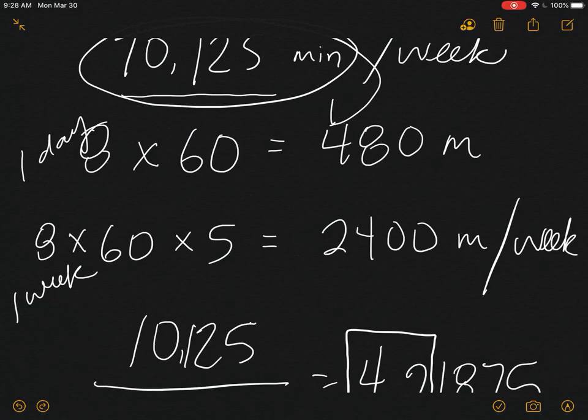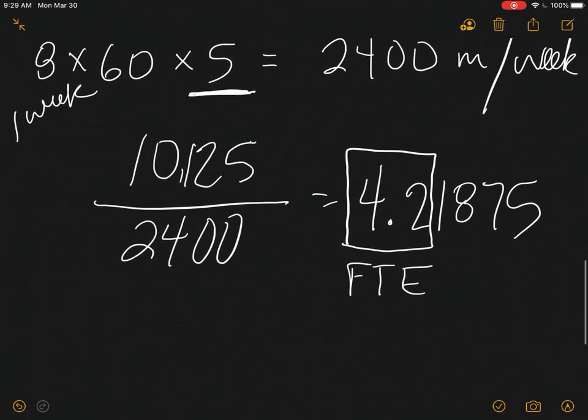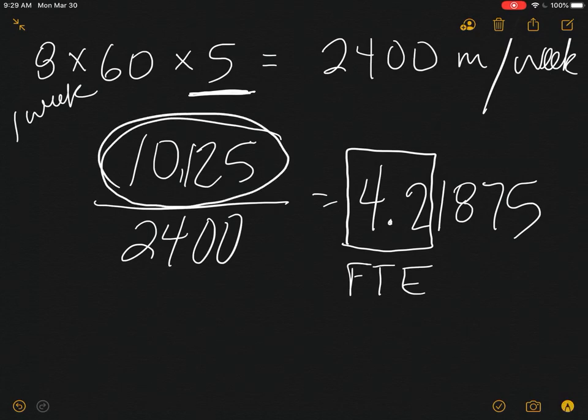Then we figure out our coder. So in one day they code 480 minutes. But we needed to know how much they coded in a week. So we calculated that, 480 times 5. Okay, so that totals up to 2,400 minutes per week for one coder. Then we just divide the total number of coding minutes it should take to complete the work by the number of minutes that one coder is going to work. And we come down to 4.2 FTEs.